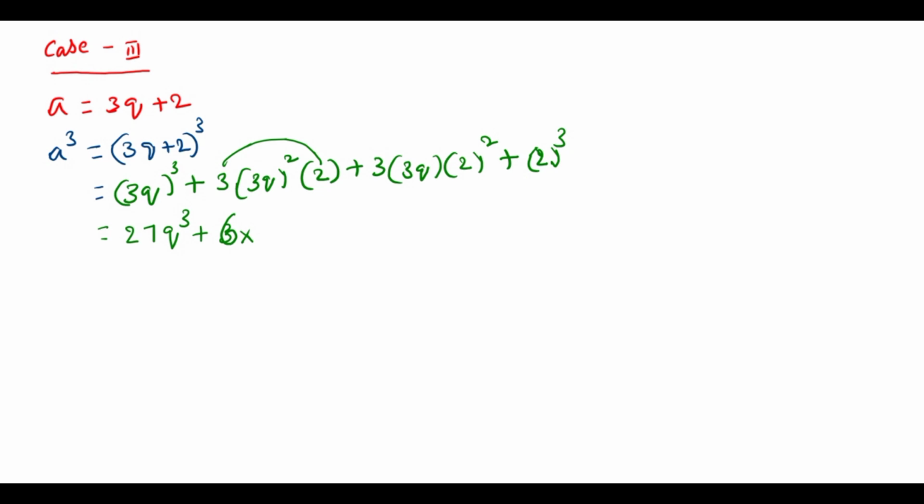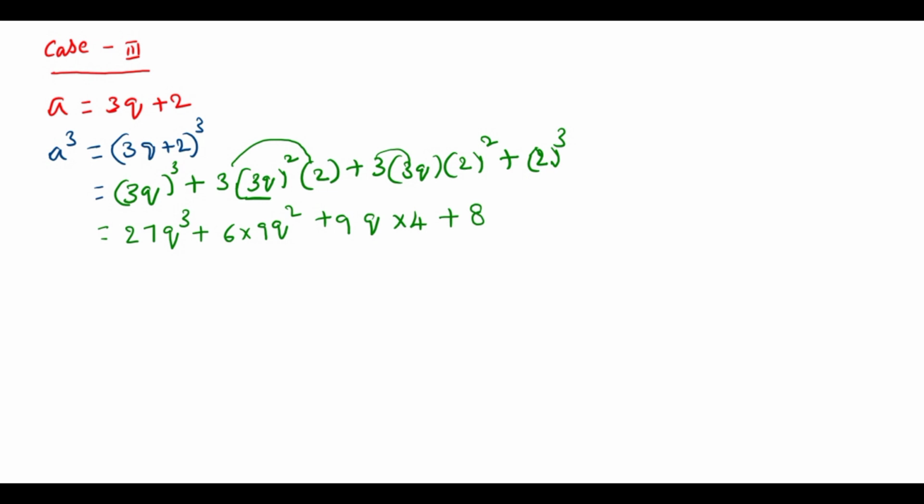We do one thing, just directly we do here now. Observe, 3 2s are 6, and here we have 3q whole square means 3 square is 9q square, plus 3 3s are 9q, and 2 square is 4, plus 2 cube is 8. So in the next step we write again.